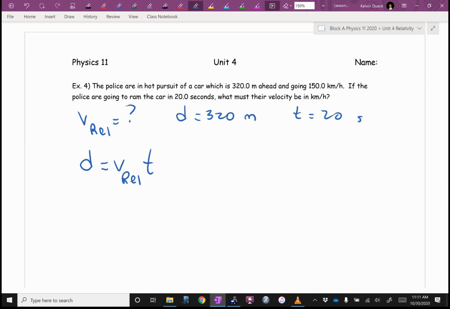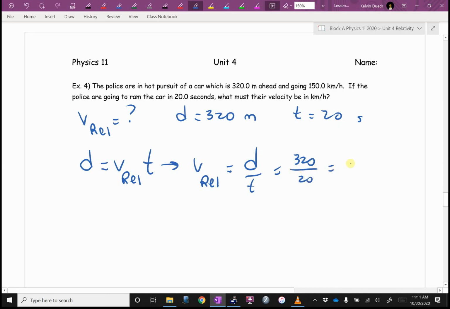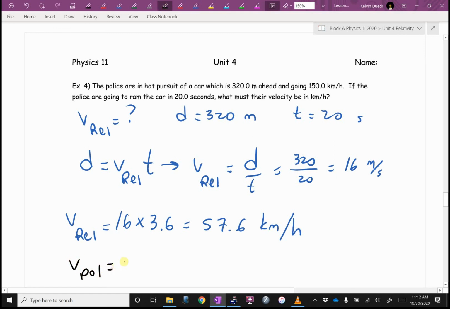Oh, I'm so glad you folks are getting good at formula manipulation. So it's going to be 320 divided by 20. Pretty sure 16? Yes? That means the police have to be traveling 16 meters per second faster than the bad guys. How fast are the bad guys going? 150 kilometers per hour. So I think the next step, I'm going to convert this 16 to kilometers per hour. And then, .208 is fine.